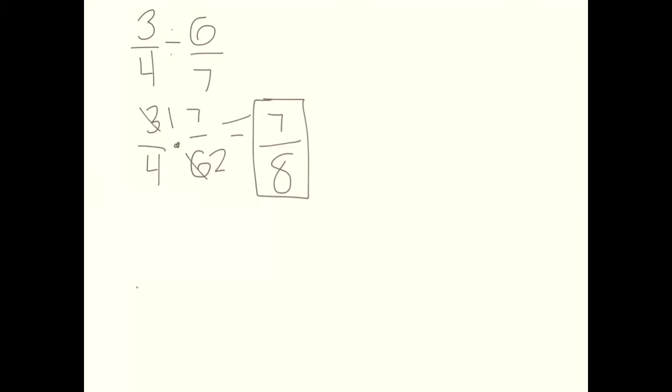So first you would make sure that your problem is right. Then you would switch it to multiplication, and you would keep the first fraction the same, and you would flip the second fraction. So then that would turn into 7 over 6. 3 can be turned into 1, and 6 can be turned into 2. Multiply 7 times 1 is 7, and 4 times 2 is 8. You'll get your answer of 7/8.